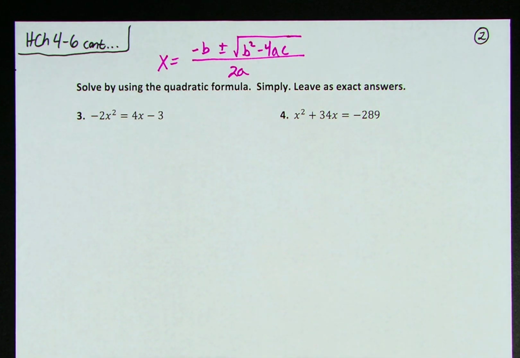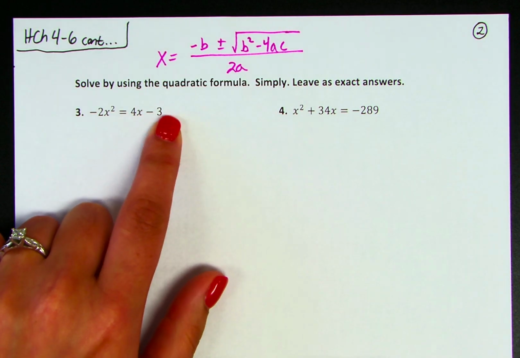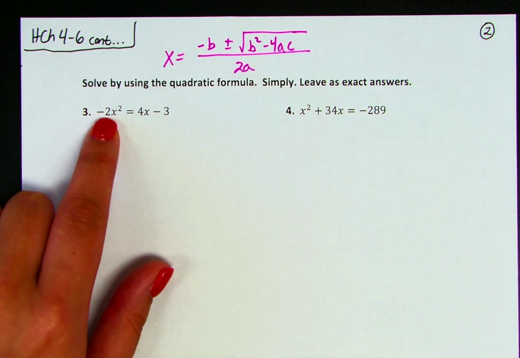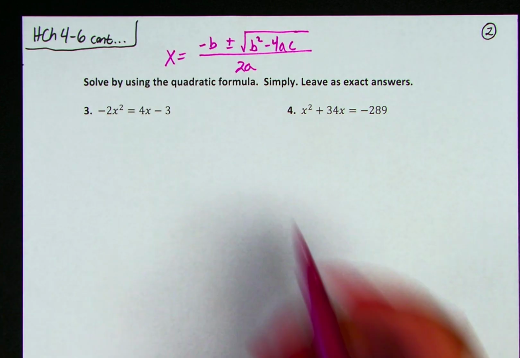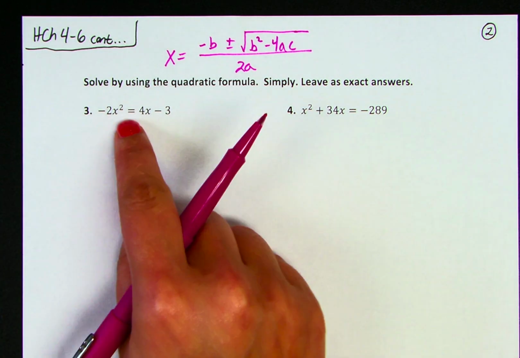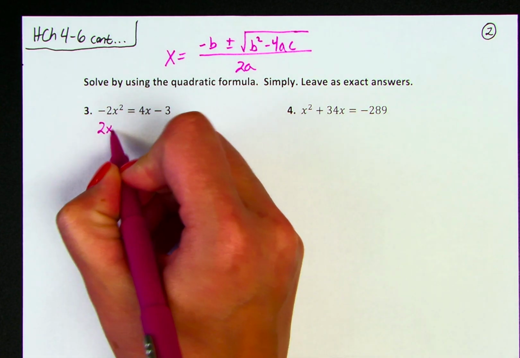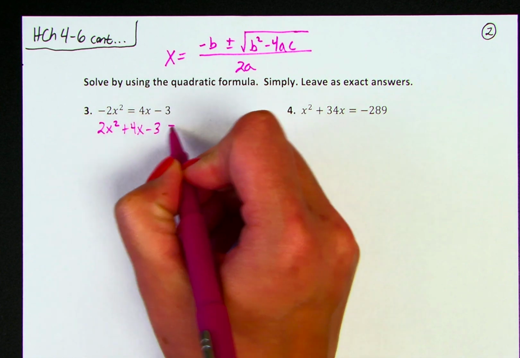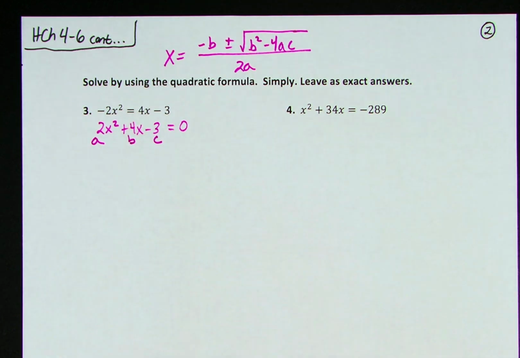All right, so on 3, not everything is on the same side, so that is my first step. We can either subtract the 4x and add the 3 over, or I can add the 2x squared over to be on this side. I'm going to choose to add this to make it positive. And as I do that, I'm also going to move my equal sign to be on this side. So this will become a positive 2x squared plus 4x minus 3 equals 0. So this will be my A, B, and C.